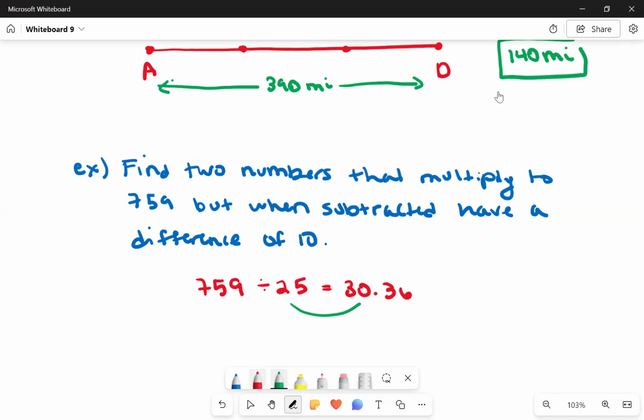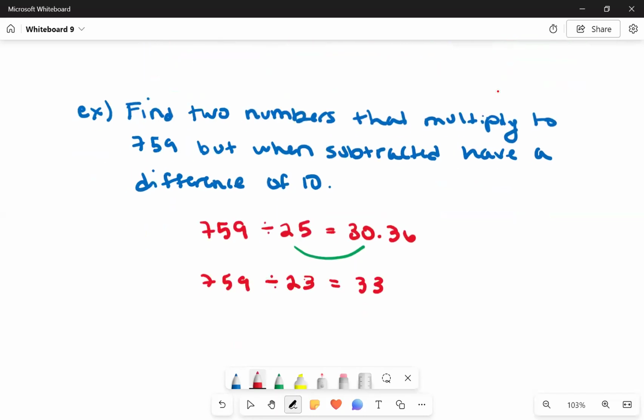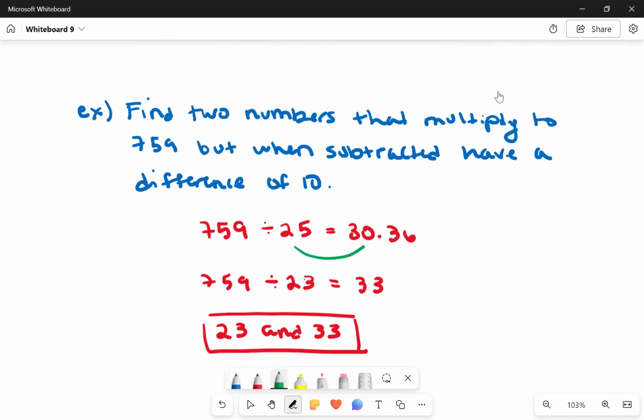So I'm kind of like, maybe I'll just try some other numbers, right? Like, okay, I'm not tempted to try 24 because I'm worried that since it's an even number, it's not going to work. But here, let me try 759 divided by 23. Oh, there it is. I got 33. So 23 and 33 are the numbers, because when you subtract those, you get 10. But when you multiply them, you get 759. So fun. All right. So that's guess and check.